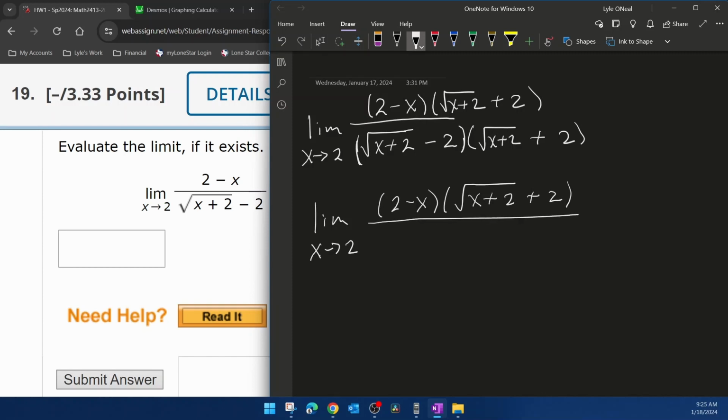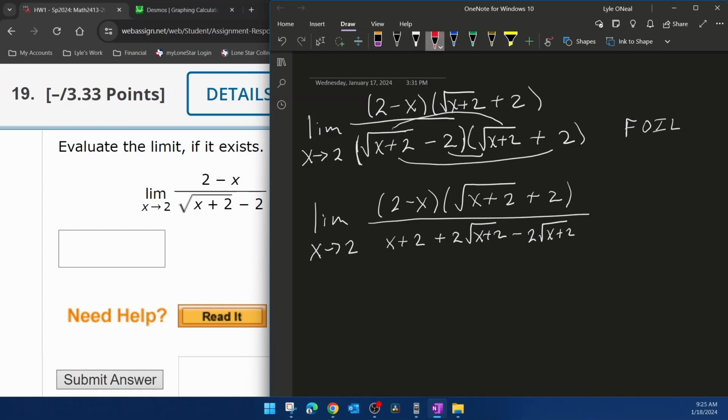In the denominator, we're going to have to do the 4-letter F word. Yes, we're going to FOIL. Square roots that are identical and multiplied together would produce simply the radicand. So the square root of x plus 2 times the square root of x plus 2 would simply be x plus 2. On the outside, we're going to get a positive 2, square root of x plus 2. On the inside, we're going to get a negative 2, square root of x plus 2.